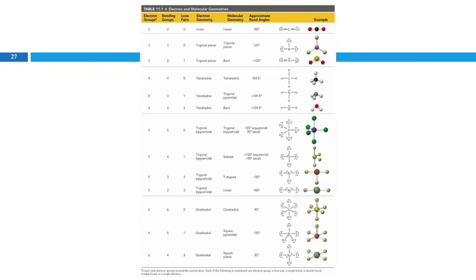So that's on the screen, a little too small to read, but that's a table from your textbook that basically summarizes everything we've talked about so far. And if that table is useful to you, I encourage you to use it. But I think the best way to answer these questions about shapes is count the electron groups, think about how the balloons would get away from each other, and then any lone pairs, make them invisible and describe what's left.